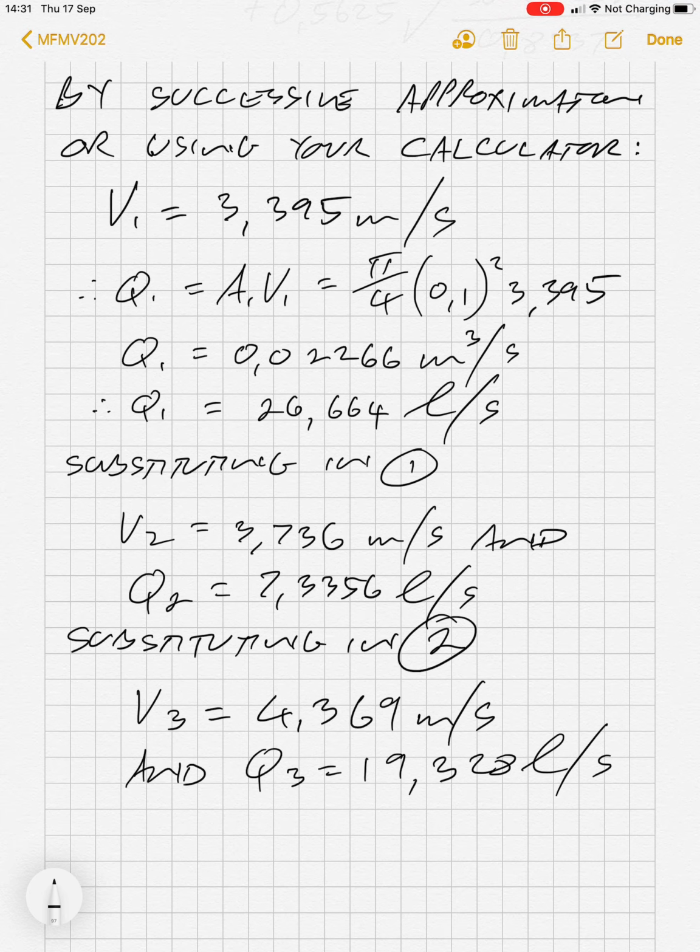And as you can see, this problem can be worked out in terms of velocities as well. And that's the end of the problem.